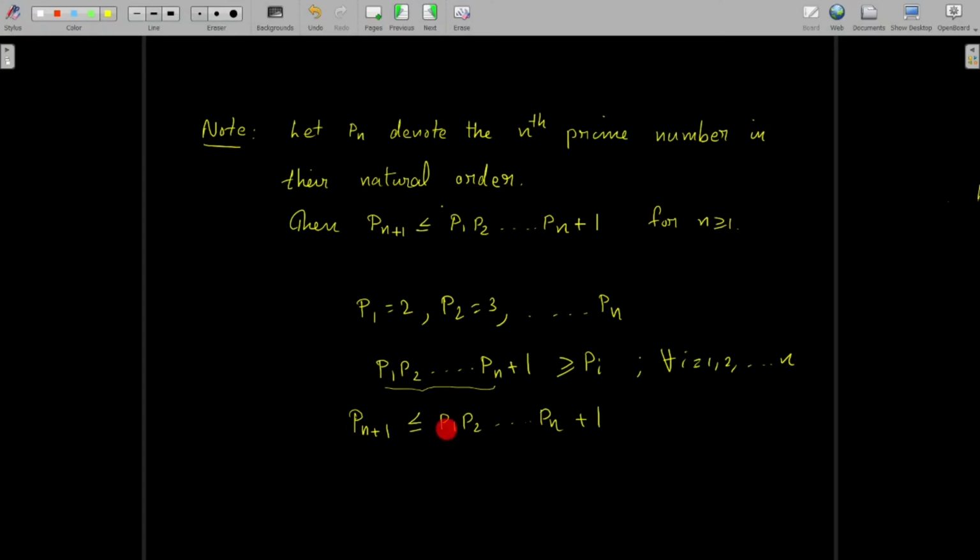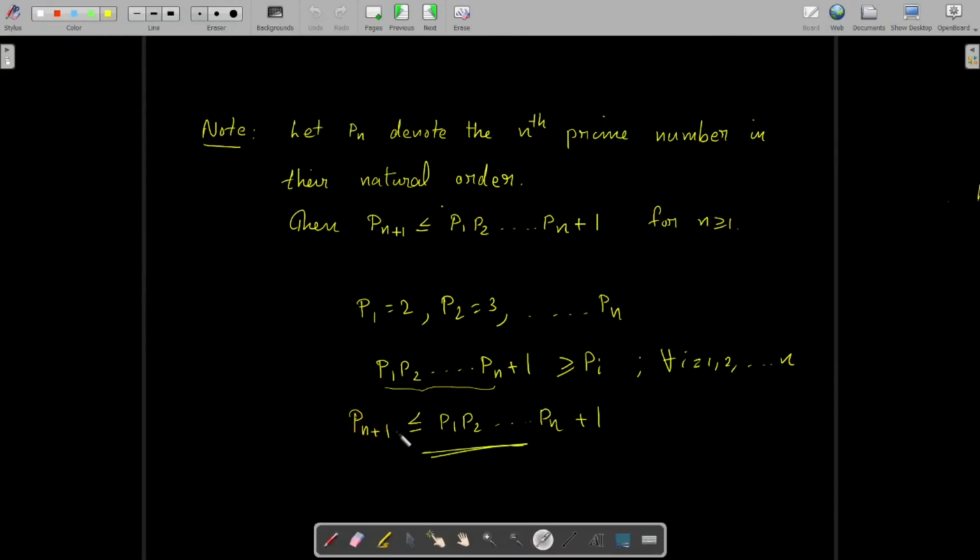Because if the number P1, P2, etc., Pn plus 1 is a prime, then this prime is greater than or equal to all the primes Pi. That is, this is a prime after the nth prime. So always this number is either equal to the n plus 1th prime or it will be greater than the n plus 1th prime. Hence, we proved the result: Pn+1, that is the n plus 1th prime, is less than or equal to P1, P2, etc., Pn plus 1. We will use this result to prove the inequality.